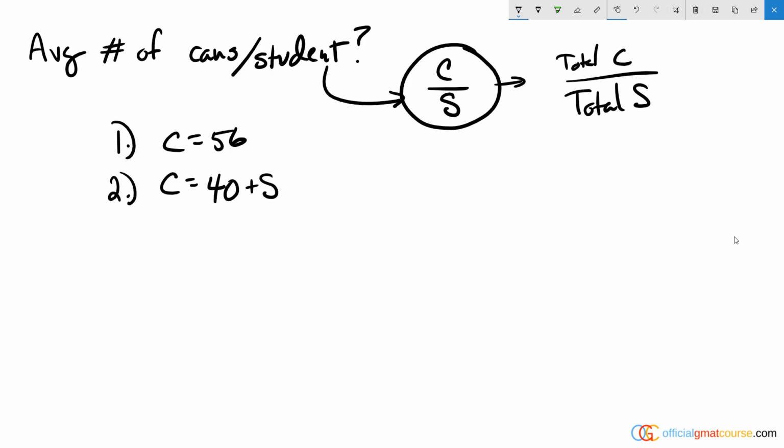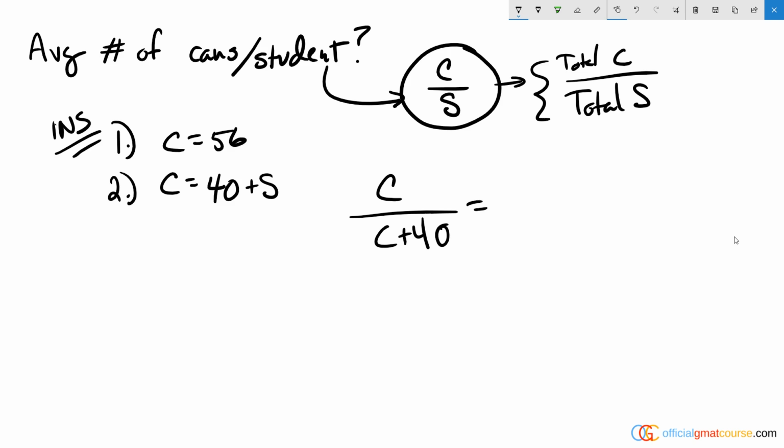Statement 1 only gives us what C is. So it says there were 56 cans donated, but I don't know anything about how many students there were, so it's clearly insufficient. Statement 2 gives me a relationship, but the relationship is not a ratio. If it were a ratio, I'd be able to solve our fraction here, but instead it's telling me we have C over C plus 40. And I'm asked, what is that equal to?